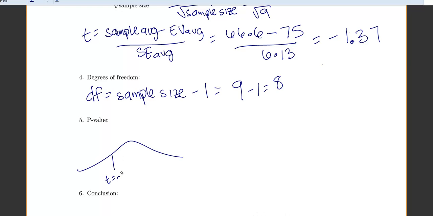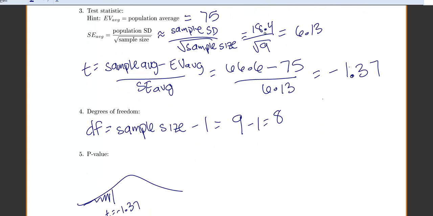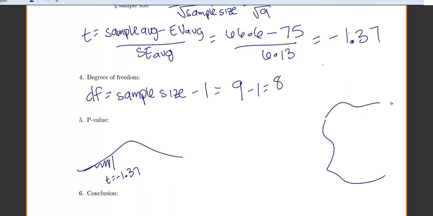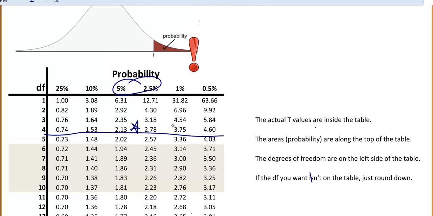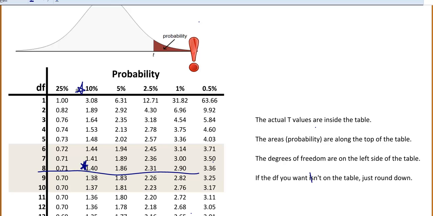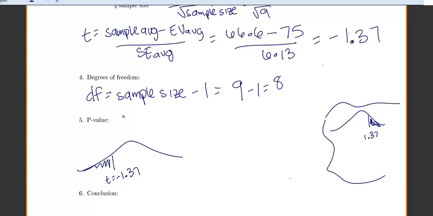And for my p-value, so here's t equals negative 1.37, and I'm looking for the area to the left because we're testing that the average is less than 75. How will I actually find that? Remember, that's technically the same as positive 1.37 and shade to the right. So let's go to the t-table, look up 1.37 with 8 degrees of freedom. So 8 degrees of freedom, 1.37, that would be here-ish. So my probability is between 25 and 10%, closer to the 10%, but somewhere between 10 and 25%. So my p-value is between 10% and 25%.